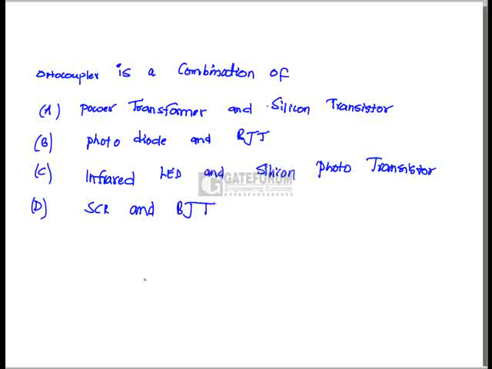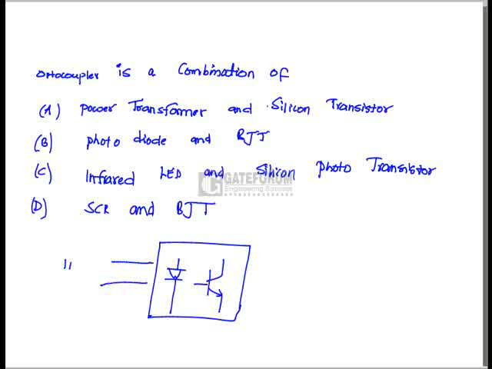Here the question is, an optocoupler is a combination of what? An optocoupler is nothing but a unit of an LED and a phototransistor. Whatever information we give as input to the optocoupler will generate light from the LED. Again, the output must be in electrical form, so this light falls upon the phototransistor, which generates an electrical signal proportional to the light variation. Hence, option C is correct.